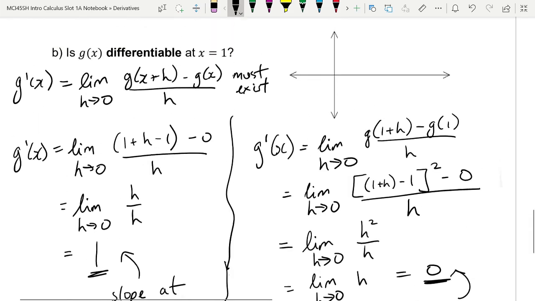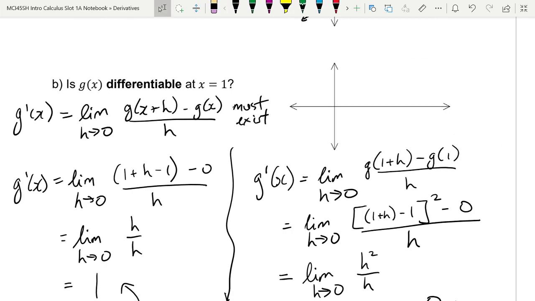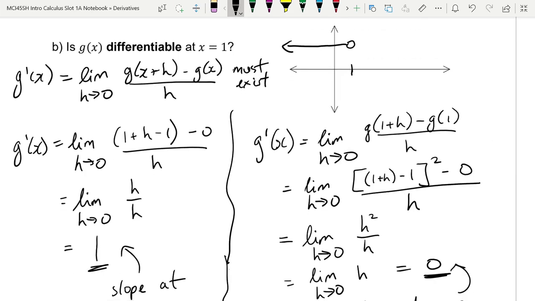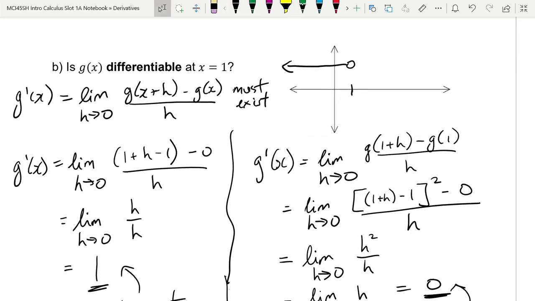So graphically, what will this look like? Well, as I approach x equals 1 from the left, I have the continuous slope of positive 1. As I approach from the right, I have the linear slope of x, I guess I should say. Because remember, the derivative of x squared is 2x. And Desmos will back that up.